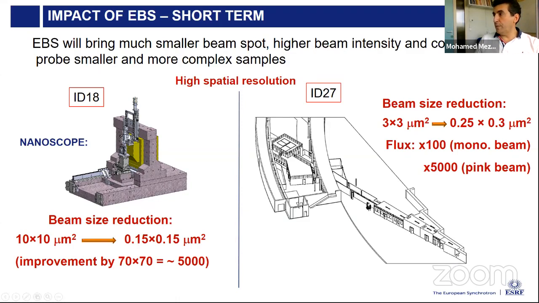undergo a full refurbishment in the next year, basically. And we expect for this instrument a reduction also of a factor 10 in both directions for the beam size, but also a flux increase of 2 orders of magnitude in monochromatic and 3 orders of magnitude in pink beam. And I will say a few words about what I mean by pink beam operation.